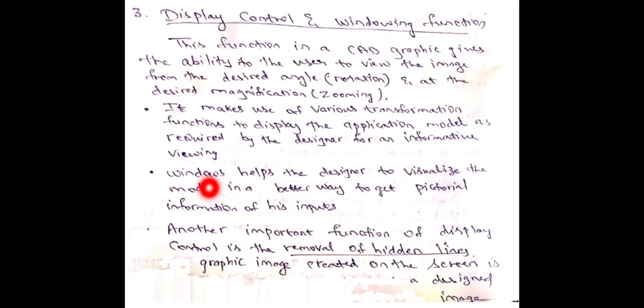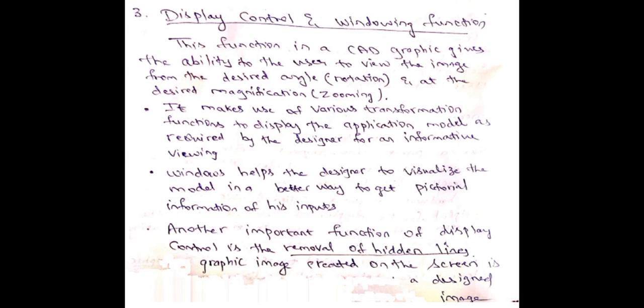Windows help the designer to visualize the model in a better way to get pictorial information of each input. So based on the views, that is front view, top view, isometric view, the designer will see how the product will look, and if any modification is required, he will do it. And based on whatever views he saw, he creates the further things, that is computer aided process planning, manufacturing planning, shop floor planning and material requirement planning and all.